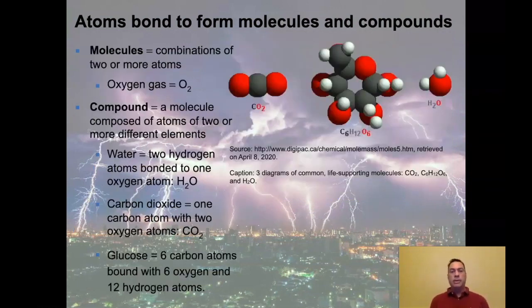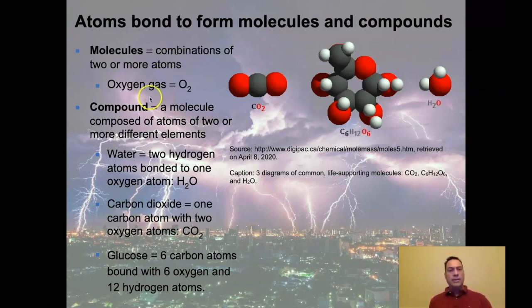All right, so let's bring up what we mean by a molecule then. A molecule is simply combinations of two or more atoms. Oxygen gas, the oxygen you breathe in from the atmosphere, it turns out, is not pure elemental oxygen. It's actually molecular oxygen. It's O2. And that's a molecule, okay?